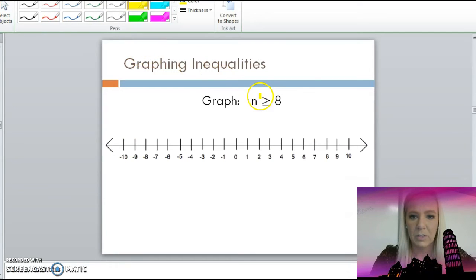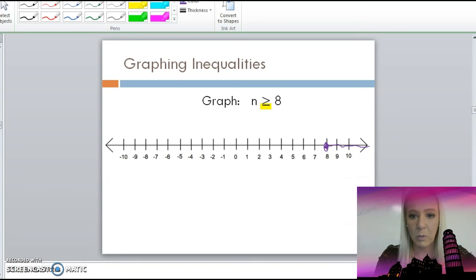N is greater than or equal to. That line underneath symbolizes that N can also be equal to the other number. So in this case, it would read N is greater than or equal to 8. I'm going to use a closed dot at 8 and shade all the numbers that are greater than 8. So 9, 10, 11, so on and so forth. So all of these numbers are greater than or equal to 8. Again, I can include 8.